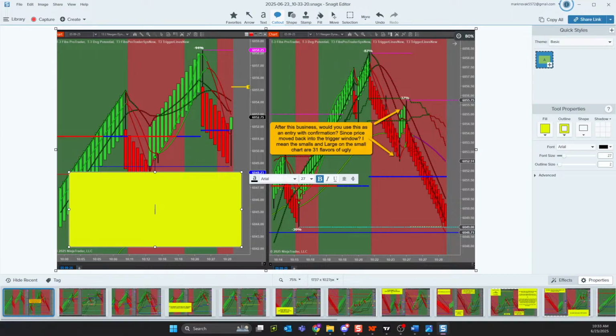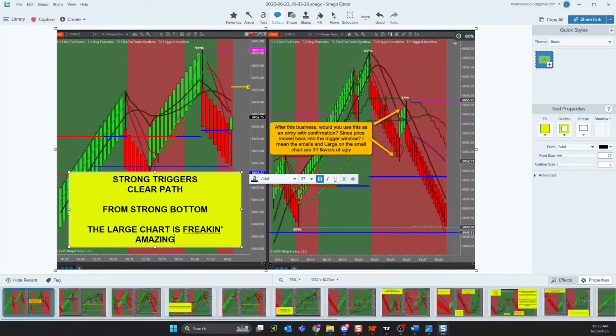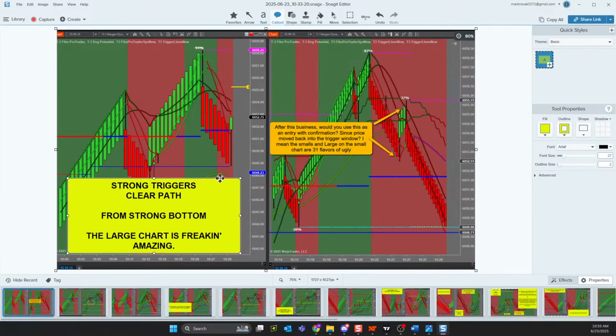Large chart has strong triggers. Large chart has a clear path. Large chart is coming from a strong bottom. Can we agree the large chart is freaking amazing? What a great look. Is everybody with me on that? This is the best of the best look on a large chart. I couldn't hope for anything more.